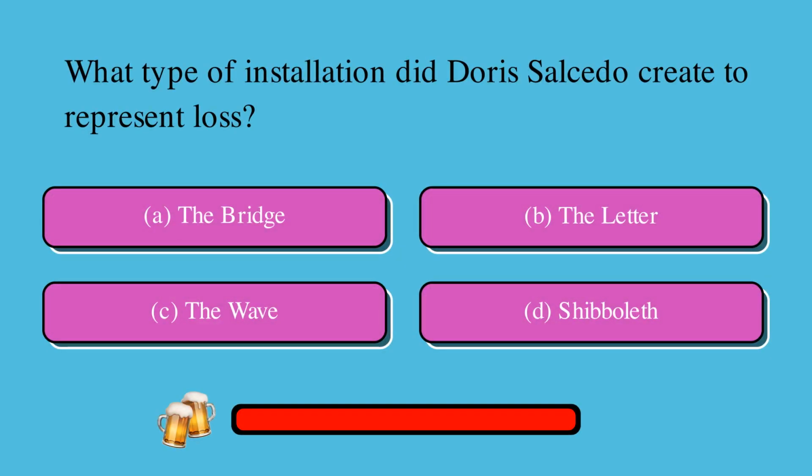What type of installation did Doris Salcedo create to represent loss? Is it A. the bridge, B. the letter, C. the wave, or D. shibboleth? The correct answer is D. shibboleth.